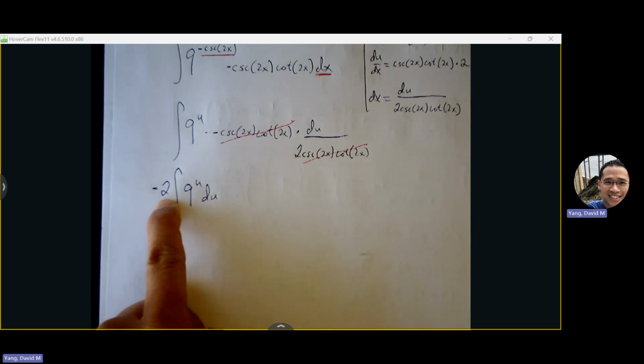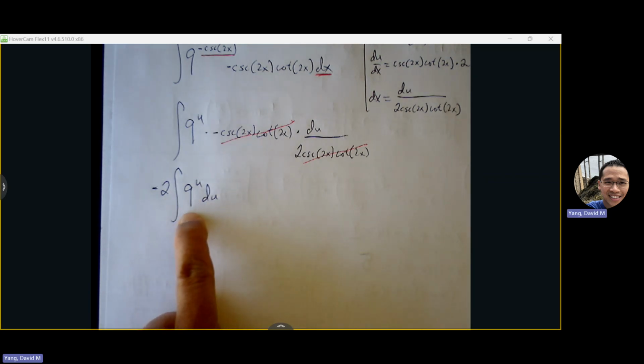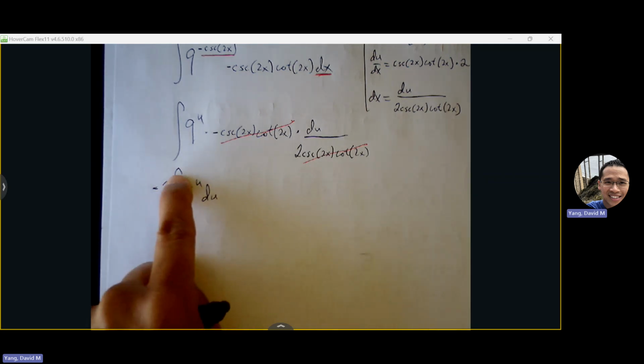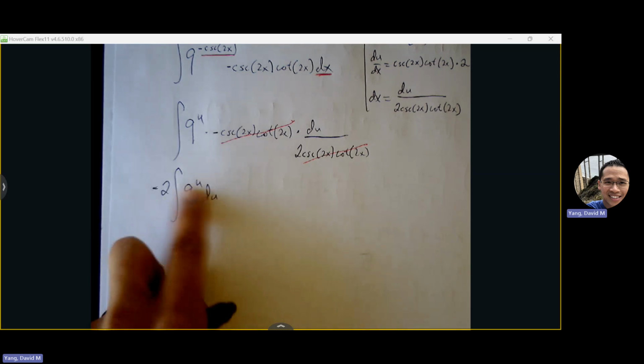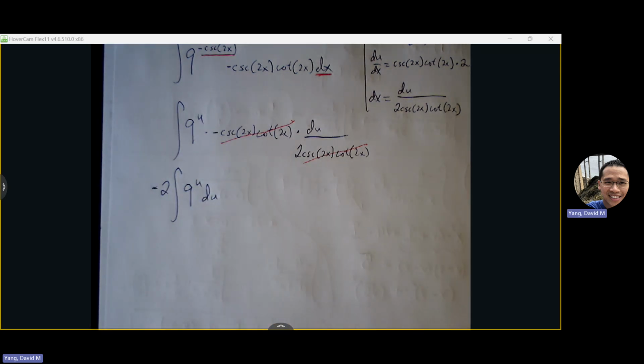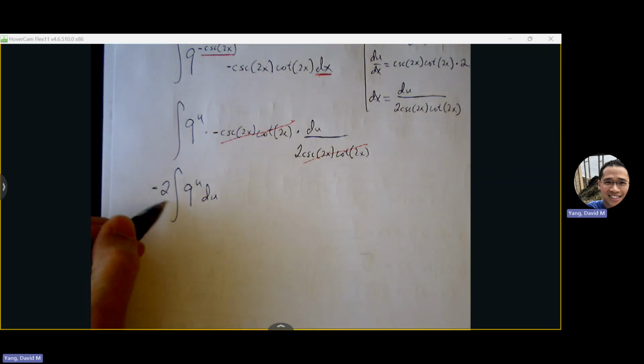So 2 is a constant, but is 9 a constant? Right, no. 9 is an exponential function, so these are not compatible. If it was 2 to the u, then maybe that's a different story. But right now, the 2 and 9 are not in the same family, so we can't just merge them together. So we kind of have to leave them separated.